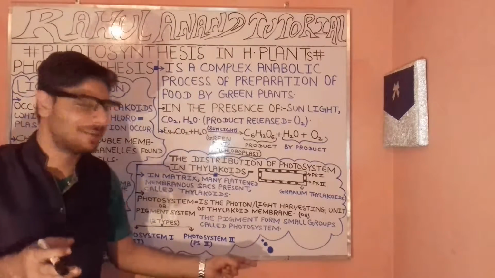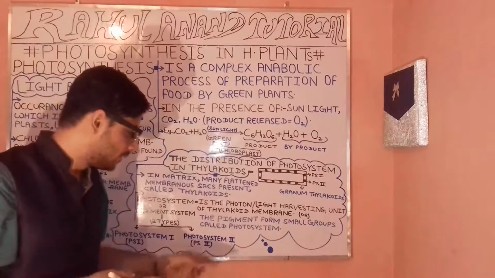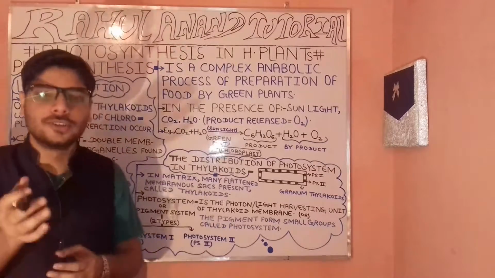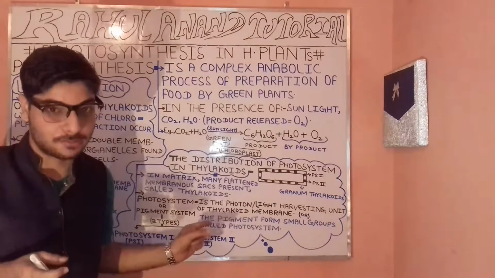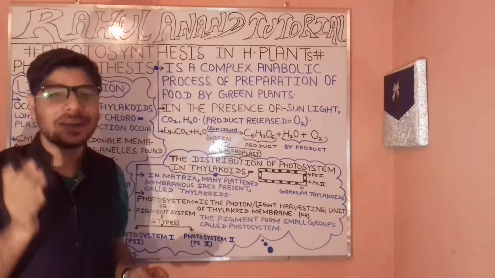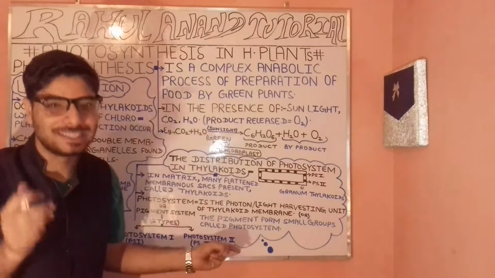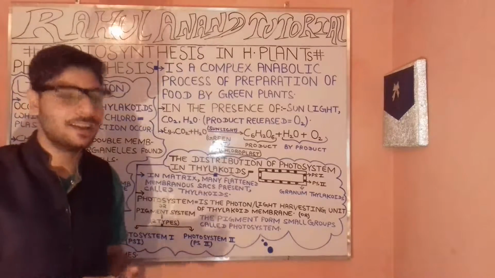You can find it here on the board. The pigments form smaller groups, and these have another name, our photosystem. The pigments which form the smaller groups are often known as the photosystem as well as the pigment system.